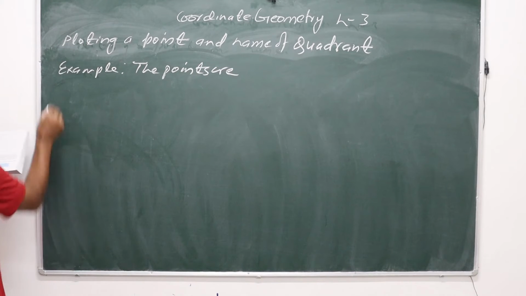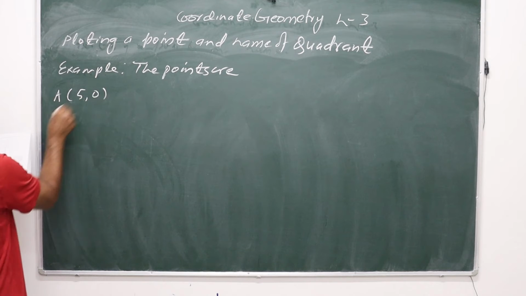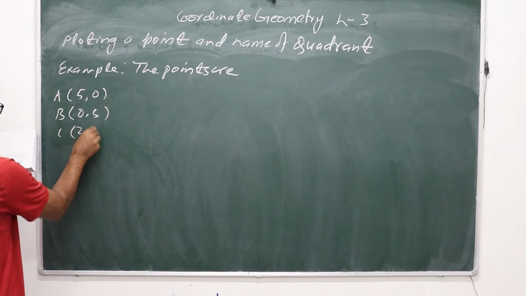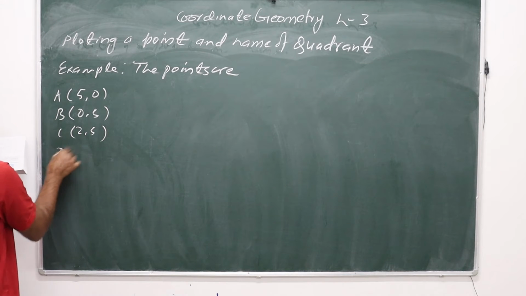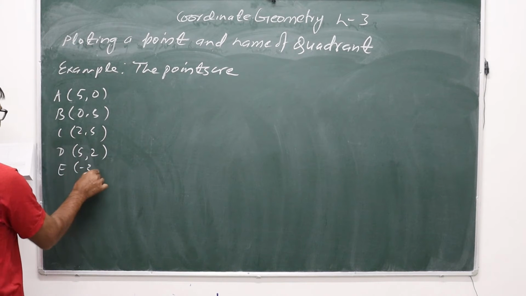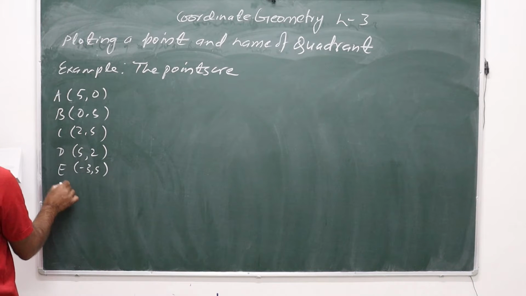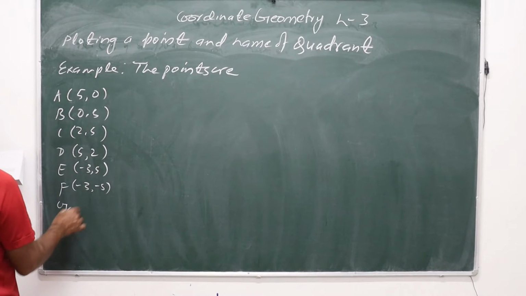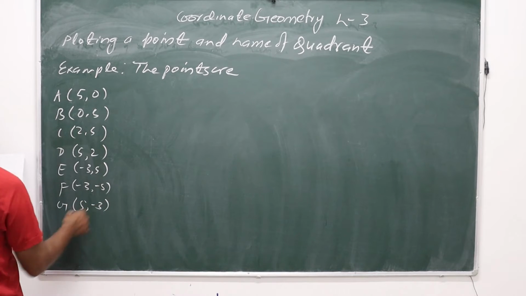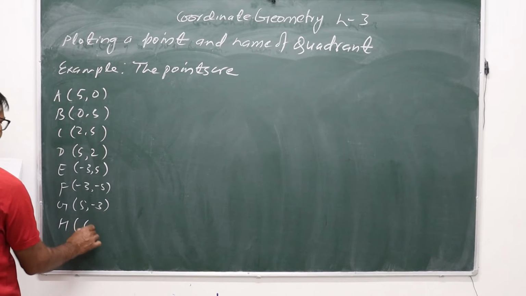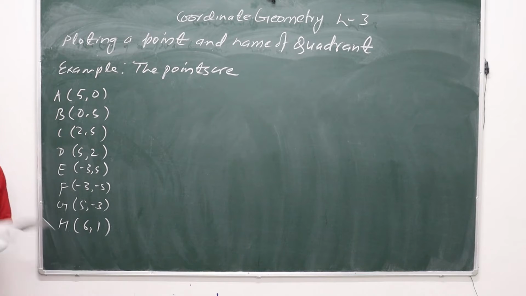First point, let A be (5, 0), B be (0, 5), C be (2, 5), D be (5, 2), E be (-3, 5), and F be (-3, -5), G be (5, -3), and H be the point (6, 1). These are some given points. These are the coordinates of the given points.